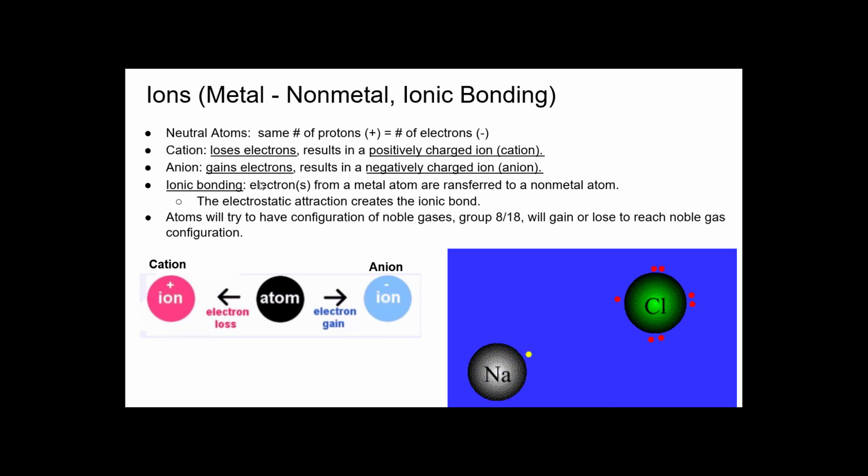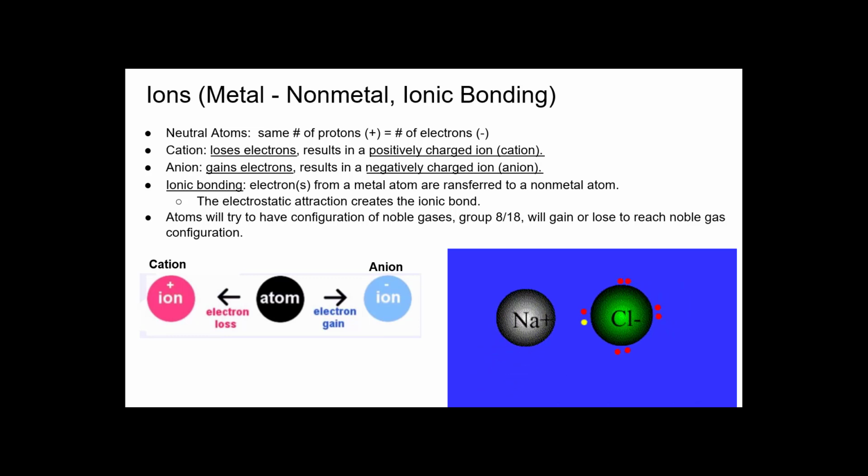Okay, so now we get to ions. Ions, the first ones we're going to start with are metal and a non-metal. That means if you look at a periodic table, you'll have something from one side of the periodic table and something from the other side of the periodic table. If you have a neutral atom, that means that you have the same number of protons and the same number of electrons. So same number for protons, same number for electrons, it makes it equal. But if you lose one or gain one, that changes things.